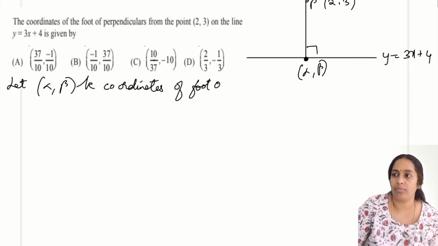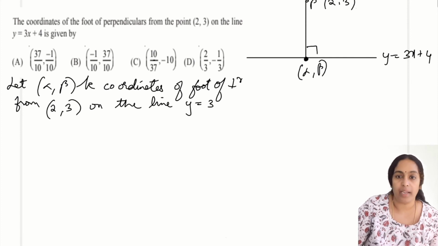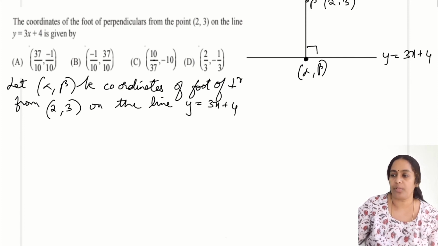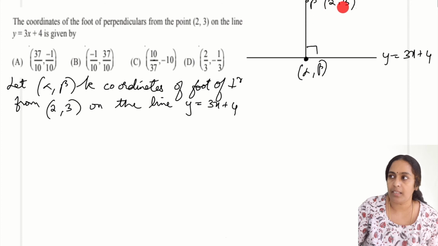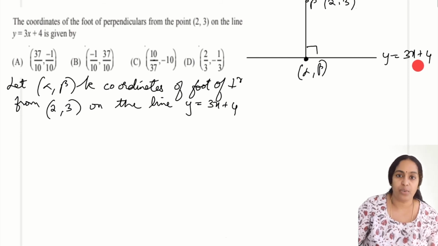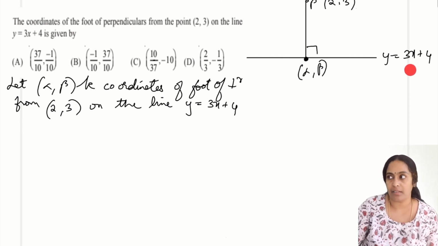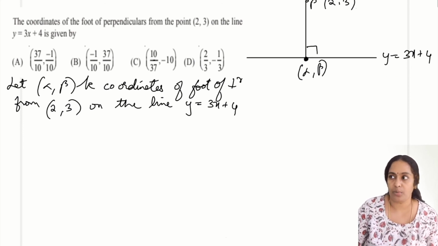Coordinates of the foot of the perpendicular from the point (2, 3) on the line y equals 3x plus 4. This is what I have to find in the question: alpha, beta. Now when I look here, I see the line joining (2, 3) and (alpha, beta) is perpendicular to the line y equals 3x plus 4. And we know that perpendicular lines will have the product of their slopes to be minus 1. So we are going to use that now here.